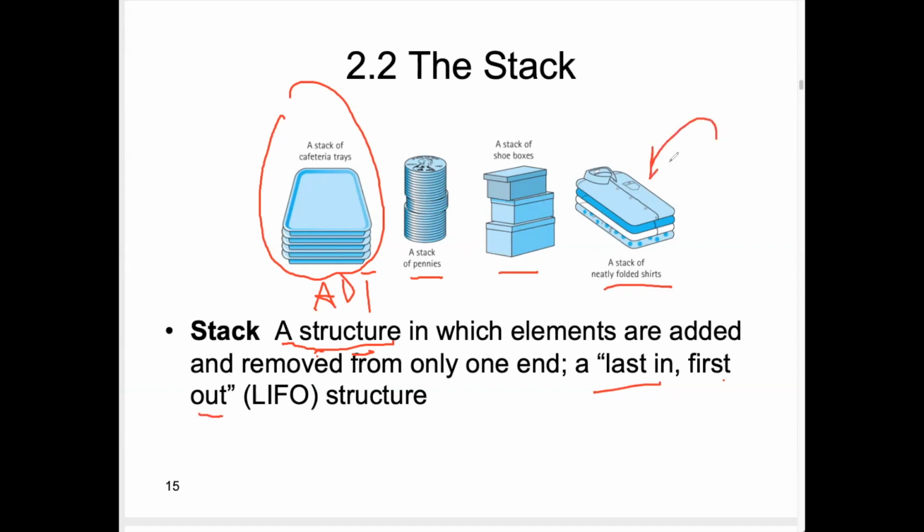So if you want to push something in, this is push. You put another shirt on top of the original stack. But when you want to remove something from a data structure, from the ADT, you will pop it. The top one, which is the last one in, is the first one to go out. Okay, so this is what a stack is.